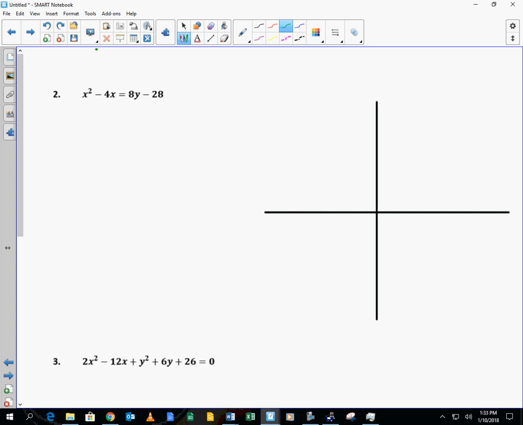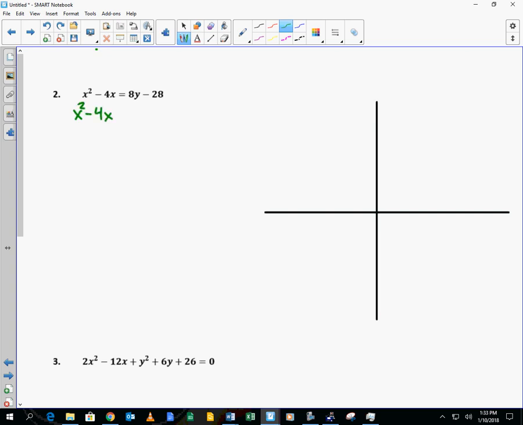Don't answer when I ask. Just answer inside your brain. Is this a hyperbola, a parabola, or an ellipse? Now you can answer. It is a parabola. Why? Yeah. Is this going to be a y equals or an x equals? Y equals. So let's complete the square.